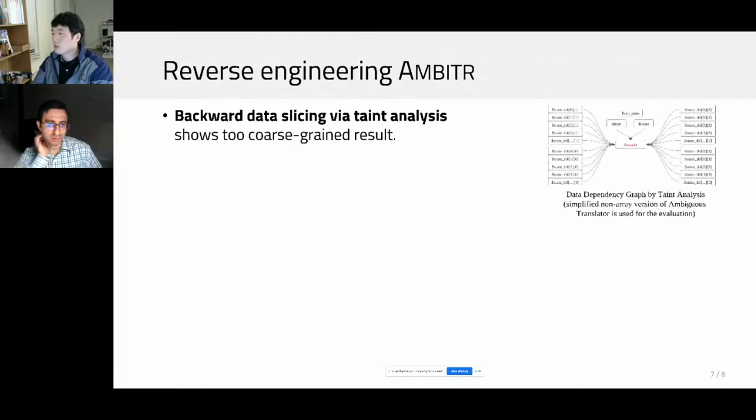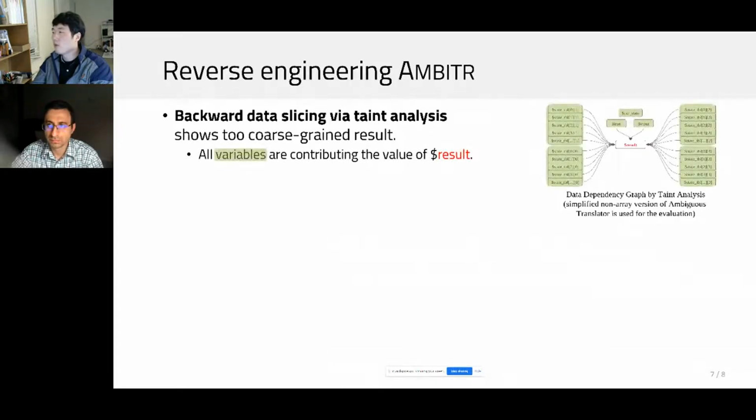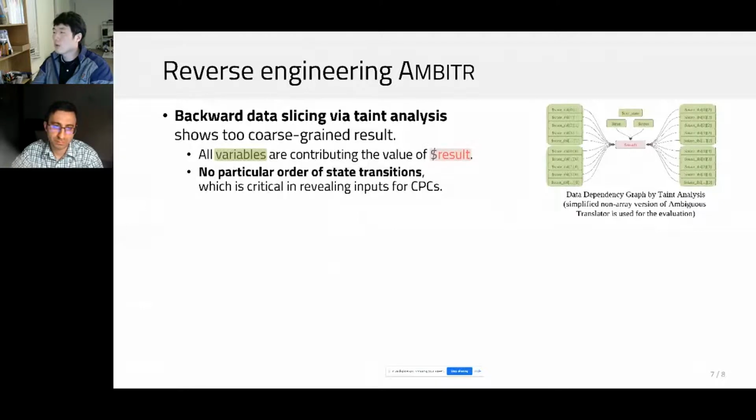A static analysis tool can be used to analyze Ambiter to identify possible output values that can be generated. A data dependency graph shows that all variables contribute to the value of the result. This is correct, but too coarse-grained. It does not provide the particular order of the state machines. That is very important information to find the input for critical program components.